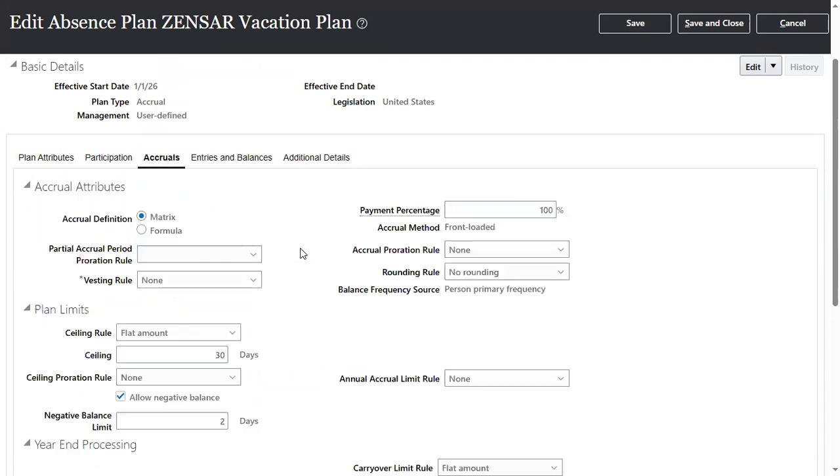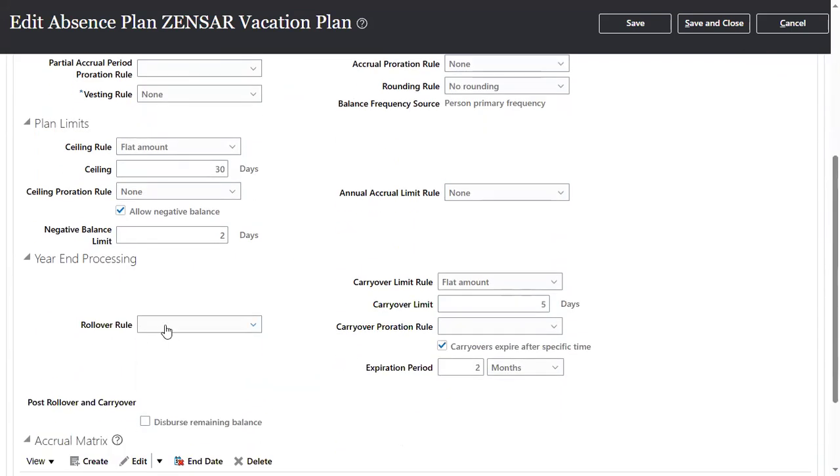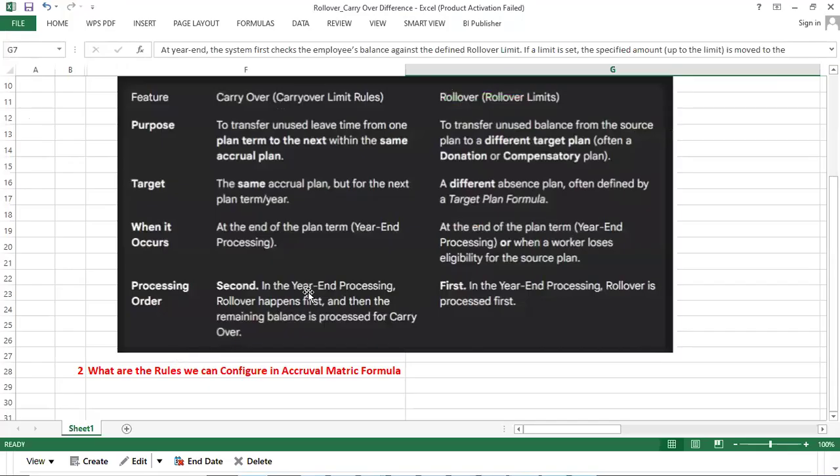Another one is in the accruals tab, where we are going to have the rollover rule. So the concept is the same, but for year-end processing and plan loss of eligibility. And processing order: in case in year-end processing you are trying to process both rollover as well as carryover, which one will the system consider first?